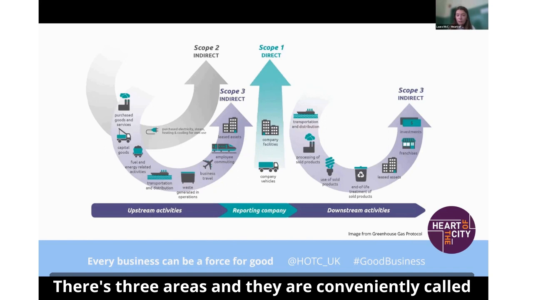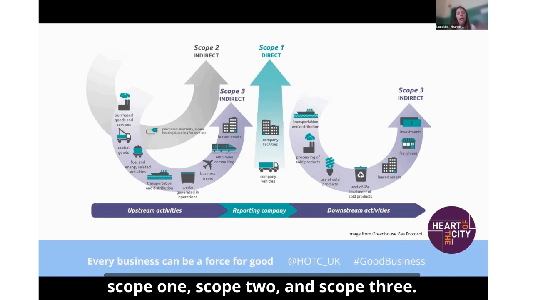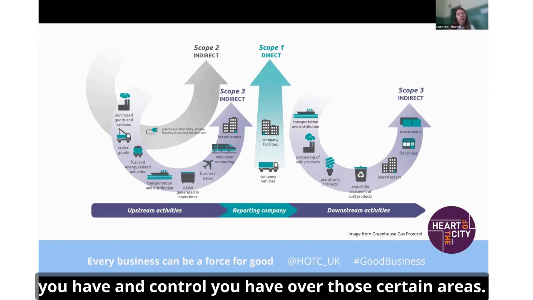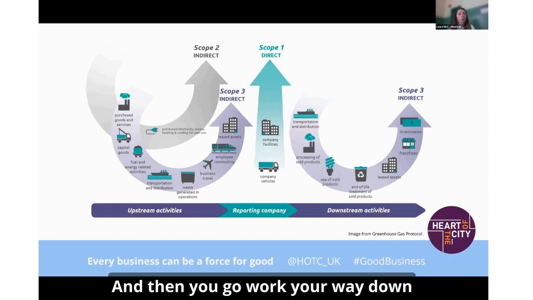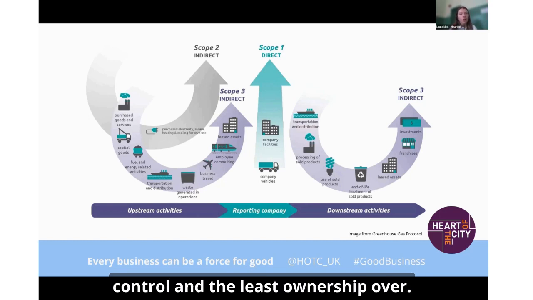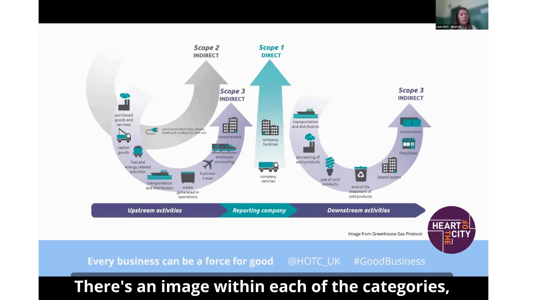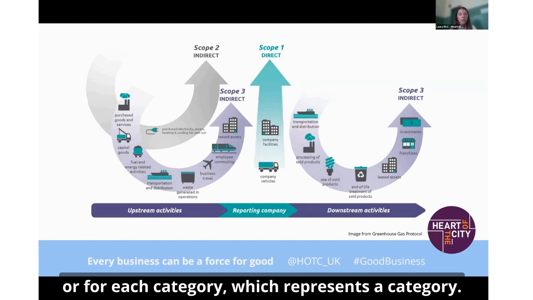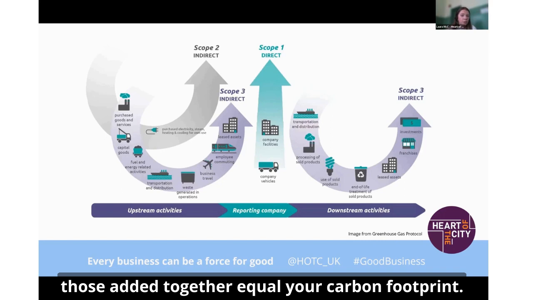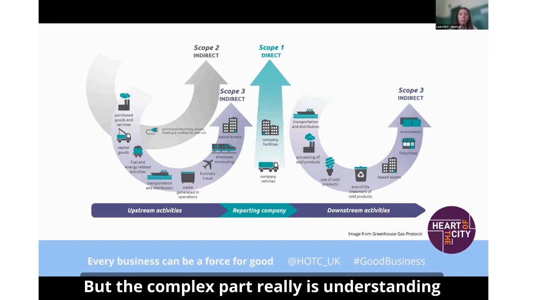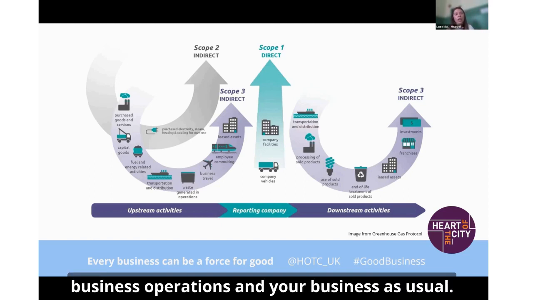There's three areas, and they are conveniently called Scope 1, Scope 2, and Scope 3. That's all to do with the level of ownership and control you have over those certain areas. So Scope 1 is the most control and the most ownership, and then you work your way down to Scope 3, which you have the least control and the least ownership over. There's an image for each category. There's nearly 20 overall, 15 of those being within Scope 3, and all of those added together equal your carbon footprint.